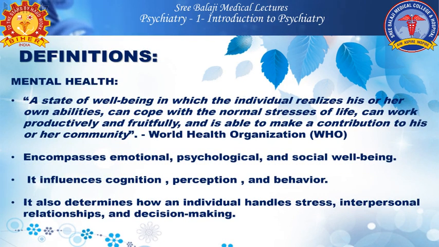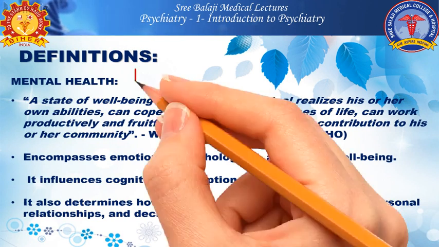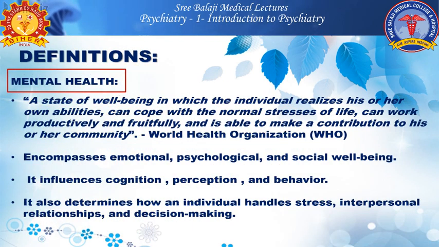Now that we have a basic understanding of what is mind, let's have a look at what is mental health. So, the World Health Organization conceptualizes mental health as a state of well being in which the individual realizes his or her own abilities, can cope with the normal stress of life, can work productively and fruitfully, and is able to make a contribution to his or her community. Mental health encompasses emotional, psychological, and social well being. It influences cognition, perception, and behavior.